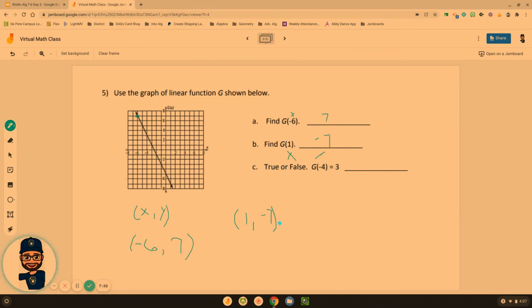Now, letter C is slightly different because it's asking us if this is true or false. Does G of -4 equal 3? What ordered pair should we use to test this? We need an ordered pair. Well, the -4 is my X. The 3 is my Y. So I'm going to see if that's a point on the line on this graph. Here's the origin. I'm going to go over to -4, then up 1, 2, 3, and you bet it sure is on the line. That statement is then true, right?